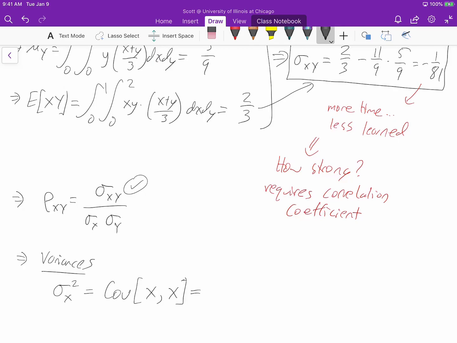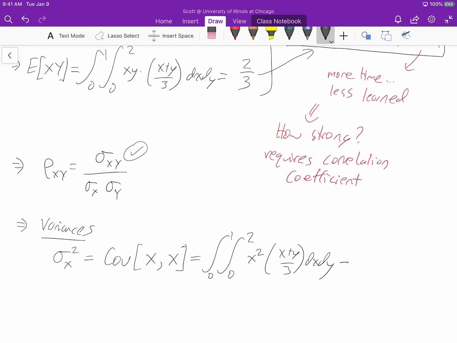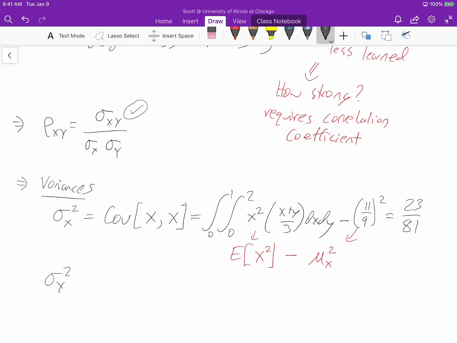And so this calculation looks like this. We integrate over all y, integrate over all x. We take x squared, x plus y over 3 dx dy. But we then need to subtract off its mean. So the variance of x, remember, is, I'll do this in red, the expected value of x squared minus the mean of x squared. So that's this term, and now we need to subtract off the mean of x squared, which is 11/9 squared. Some calculations needed there. That is 23/81.